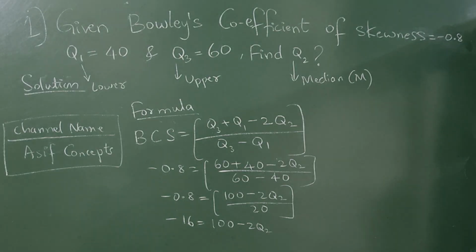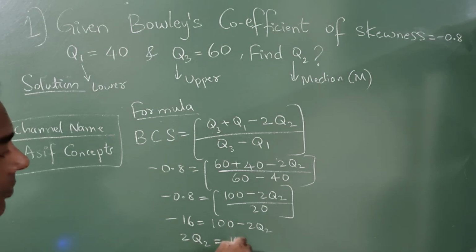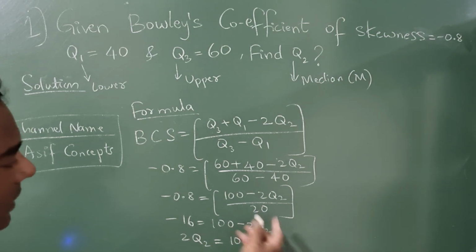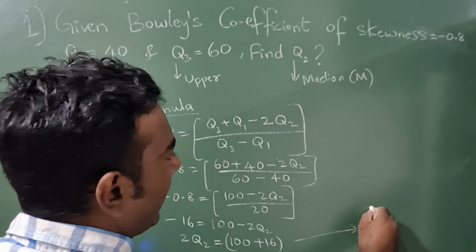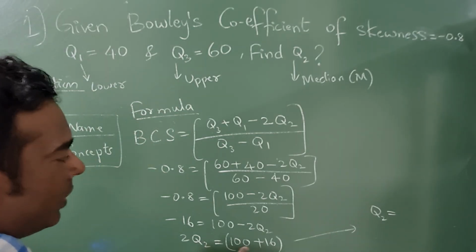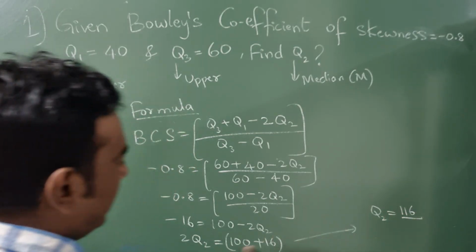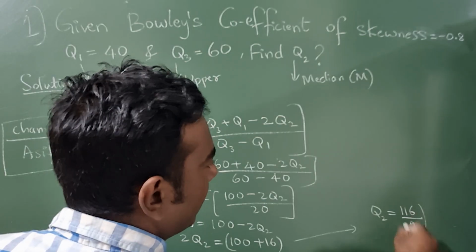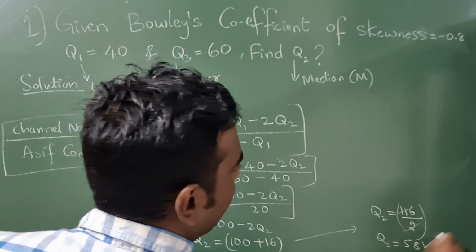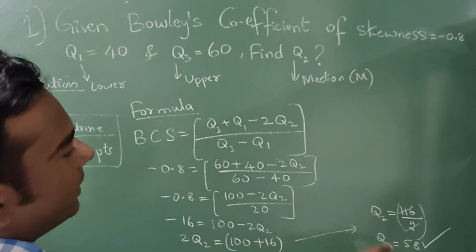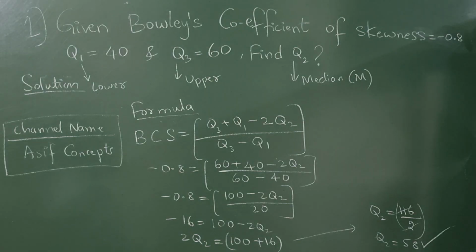I hope till here you have understood. Now take this minus 2Q2 to the left hand side. It will become plus. This is 100. Take this minus 16 to the right hand side. It will become plus. After this, Q2 is equal to, add this, it will be 116, divided by 2, since this 2 goes to the denominator. So 2 5s are 10, 2 8s are 16. So your Q2, or you can say median value, is 58. I hope you understood this sum. Let's move on to the next sum.